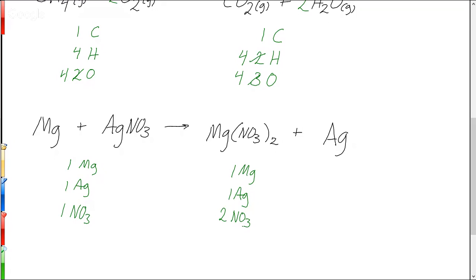So to balance this one, everything looks in balance except the NO3. But the only way I can change the NO3 is by putting a 2 over here. So that ends up affecting not only the NO3, but also the silver, the Ag. And then I have to correct that over here by putting a 2 up there. So just please remember that you can't change the formulas. You can't change the subscripts. You can only change the coefficients to bring these things into balance.